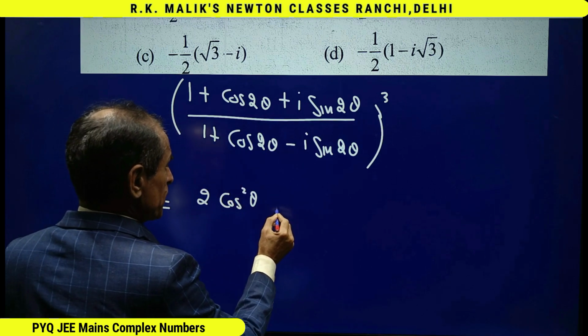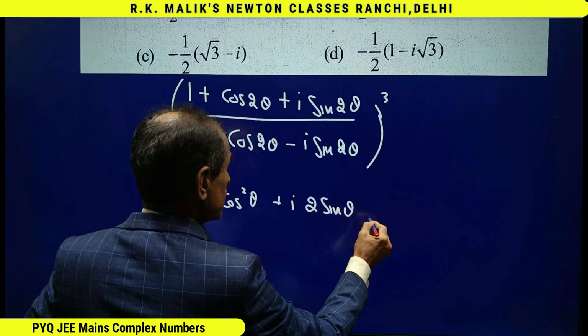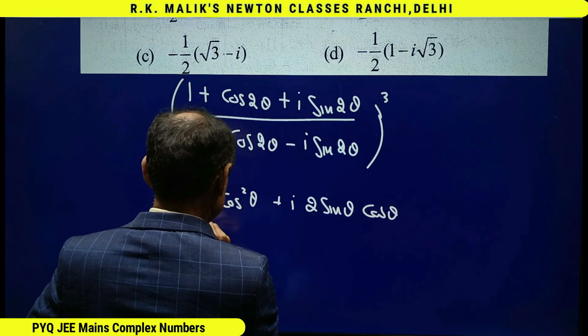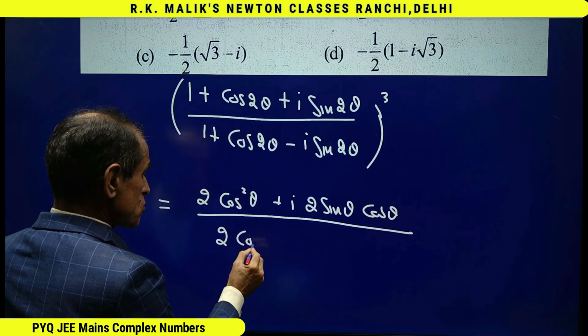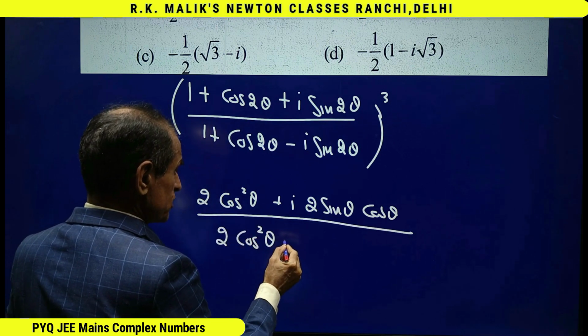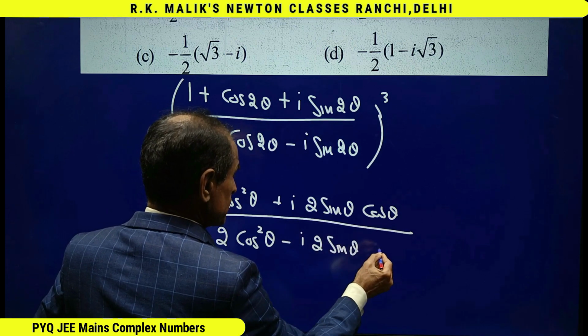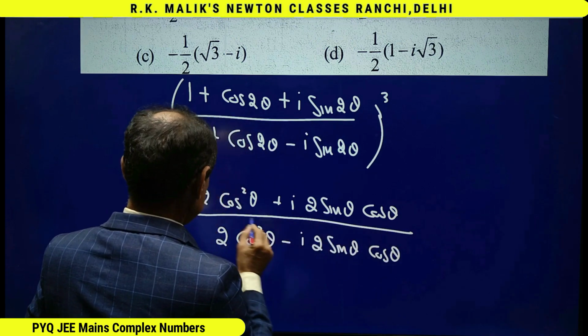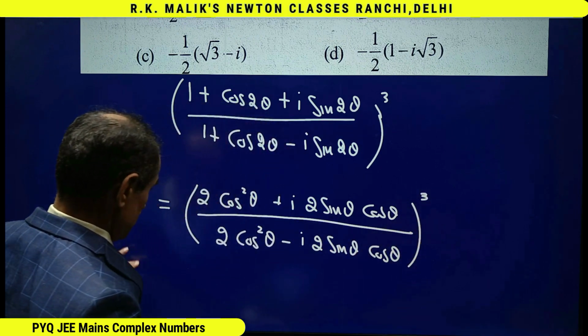(2 cos square theta plus I into 2 sin theta cos theta) upon (2 cos square theta minus I into 2 sin theta cos theta) whole to the power 3.